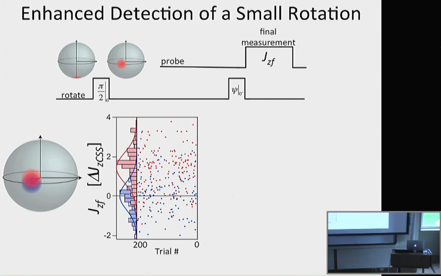For this kind of small rotation, you can barely tell on a single trial whether it's from the red distribution or the blue distribution. So now let's do something about that. What we're going to do is modify the sequence a teeny bit. Before choosing to do this small rotation or not, we are going to make a measurement of the dispersive shift of the cavity resonance frequency to tell us the spin projection JZ, and we're going to label the measurement outcome JZ sub P for pre-measurement.